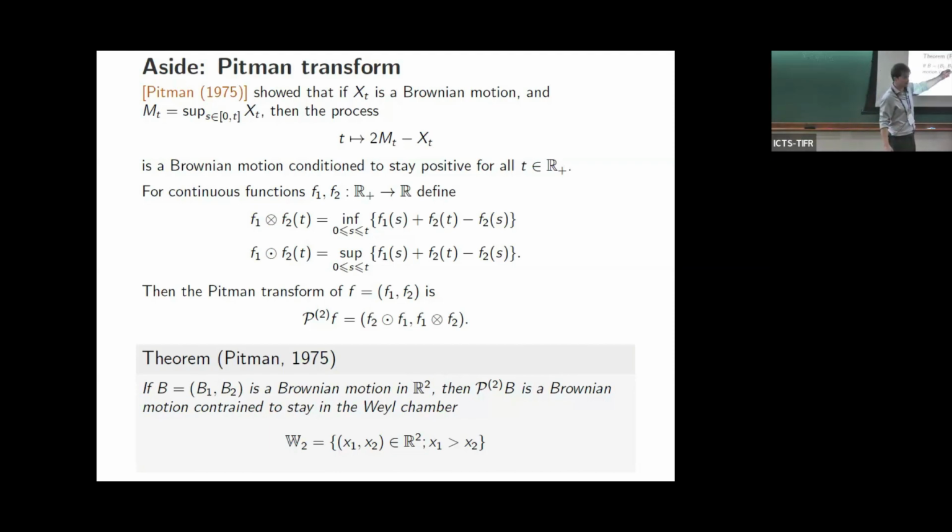So here we start from a Brownian motion, B1, B2. And if I sum the two components of the Pitman transform, it turns out that f2 dot f1 plus f1 cross f2 is just f1 plus f2. So the Pitman transform does not transform the sum, but it transforms the difference. But you will see why I want to introduce this soon.